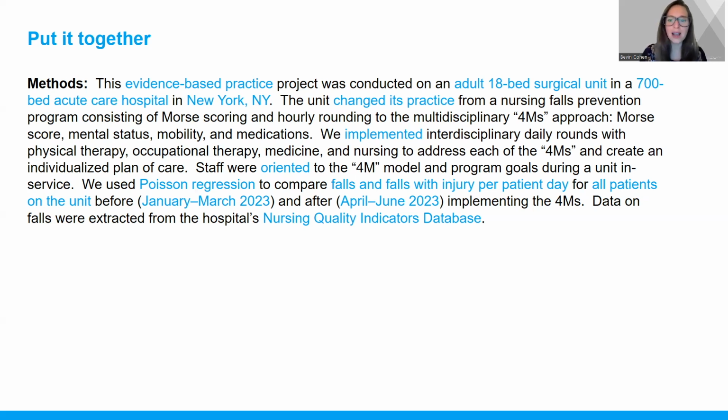And you're giving the pre and post intervention period. So you're telling your audience that the before period, or the pre period, was January through March 2023, and the post period, or the after period, was April through June 2023. So there's really a lot of information jammed into this one sentence. And in the last sentence, you're telling your audience where you got this data from, right? Were you collecting it on your own? Were you using a hospital system? How did you actually get this information? So you're telling your audience that data on falls were extracted from the hospital's nursing quality indicators database.